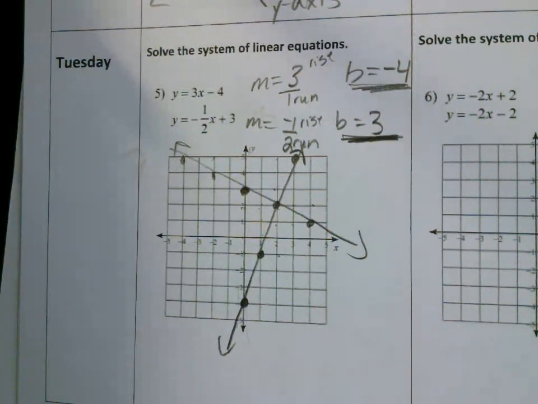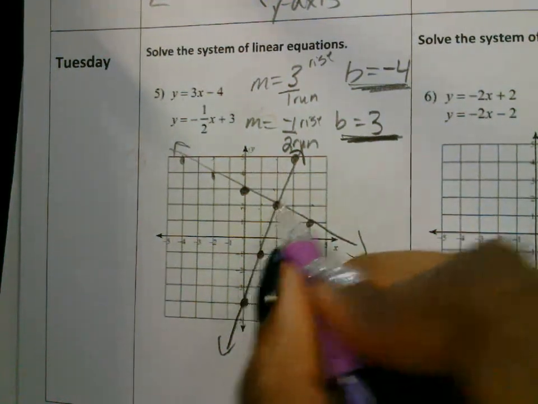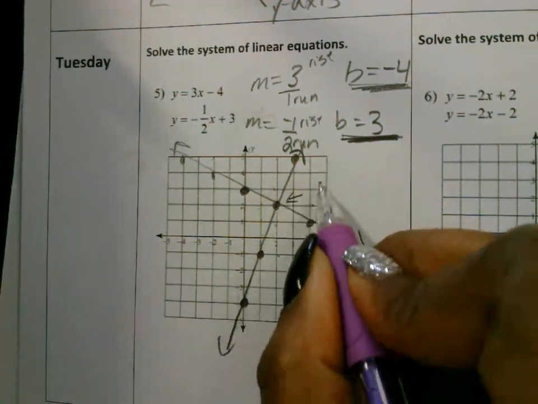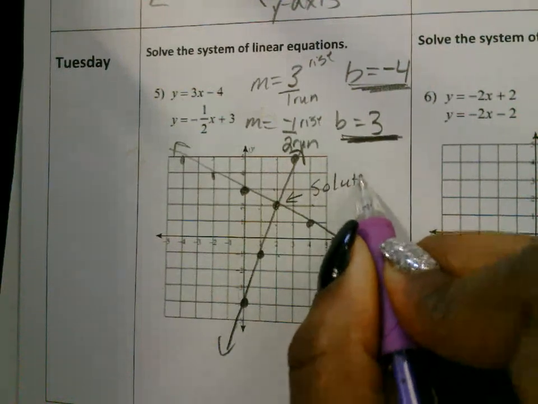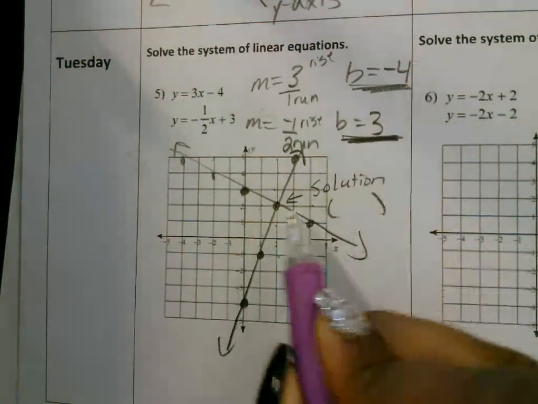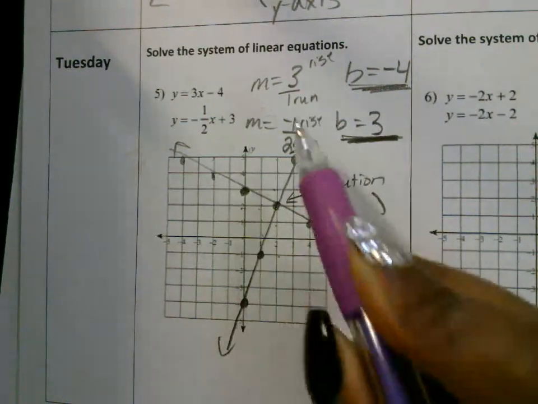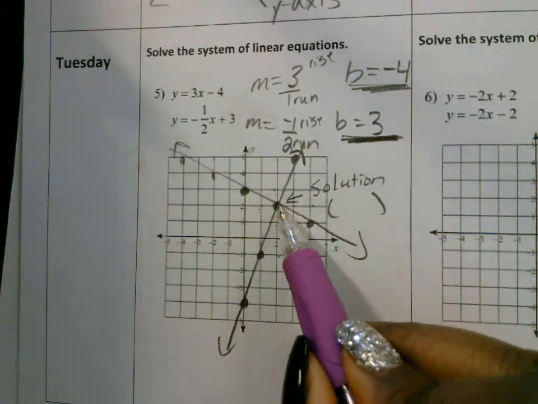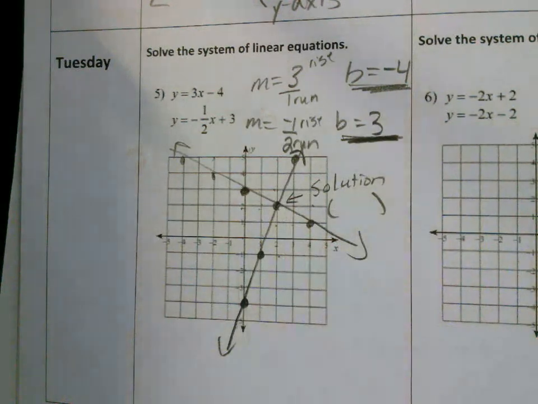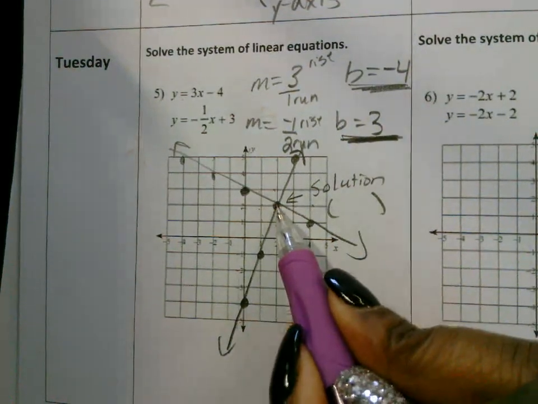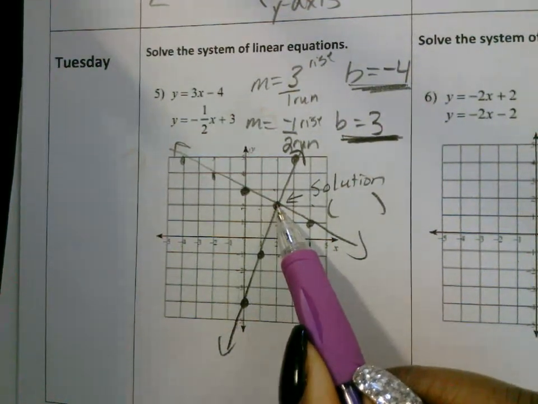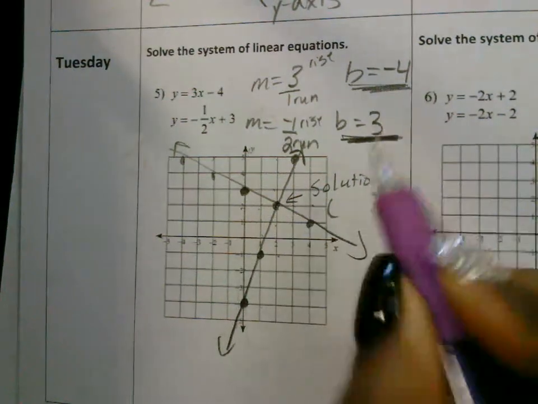And I want you to write, what is this ordered pair right here? What is the solution here? This point is the solution because it's on both lines. What is this ordered pair? Write it down. Pause for the cause. All right. What is the point where they cross? What ordered pair is this right here? 2, 2. Very good.